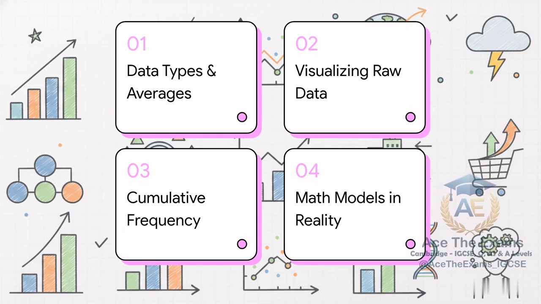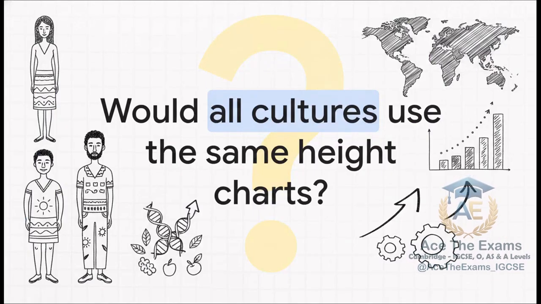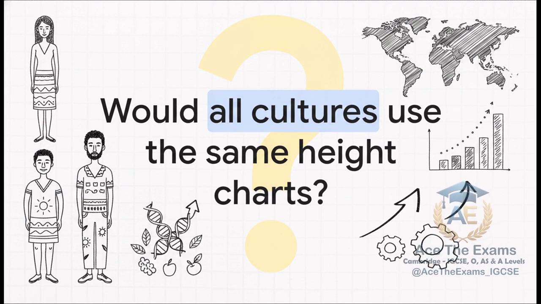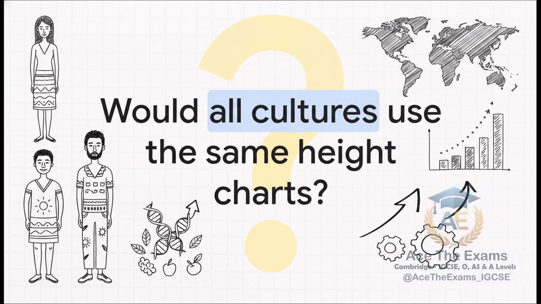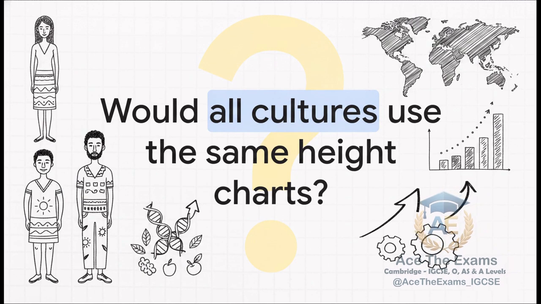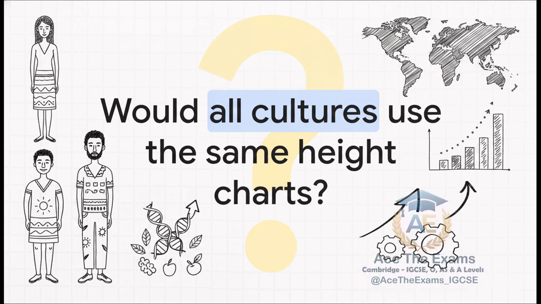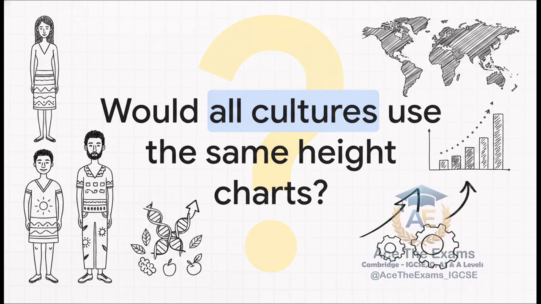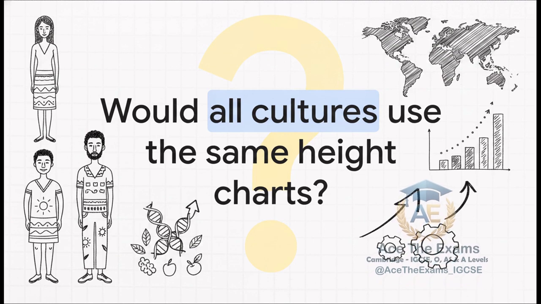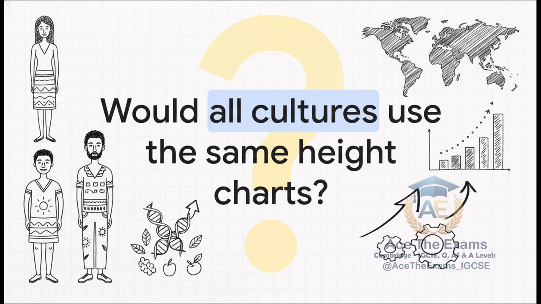Let's jump right in. I want to start with a really provocative question straight from the text about CDC growth charts. Think about this. Would all cultures use the exact same height charts? Like, if you measure a 16-year-old girl in the US and compare her to the 75th percentile on a US chart, does that same percentile apply globally? Well, the short answer is no. Absolutely not. And what that tells us about context in data is actually pretty profound.